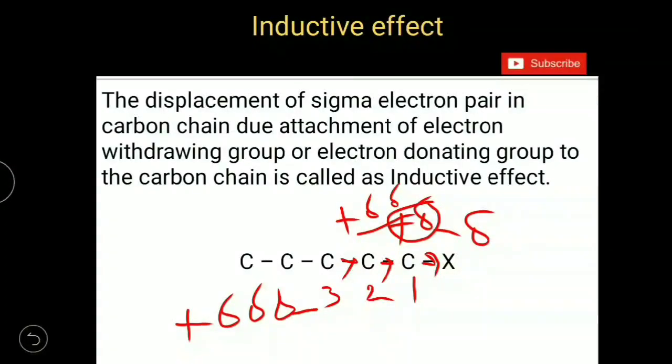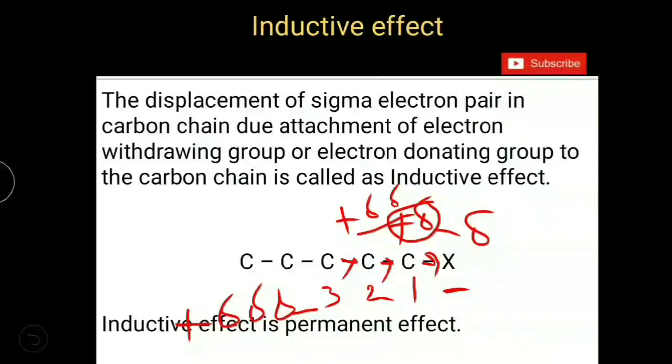partial positive charge. So the charges on these carbon atoms gets reduced when we move away from this high electronegative atom. First carbon got more partial positive charge than second carbon, and third carbon atom got less partial positive charge than second and first carbon atoms. So when you move away from the group, the partial positive charges on the carbon atoms decreases, means the influence of inductive effect vanishes. It gets negligible after the third carbon.